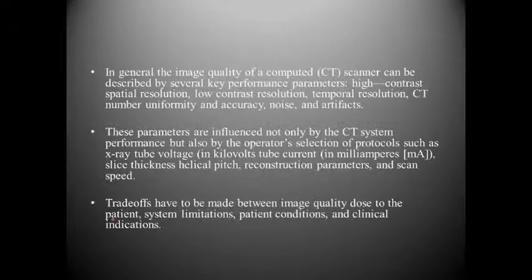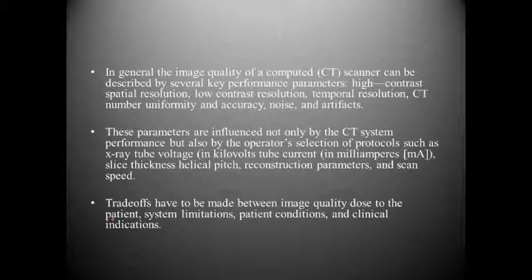Chapter 9. So, in general, the image quality of a computed tomography scanner can be described by several key performance parameters, such as high contrast spatial resolution, low contrast resolution, temporal resolution, CT number uniformity and accuracy, noise, and artifacts. So we see that the images are defined by how good the scanner can actually acquire them.